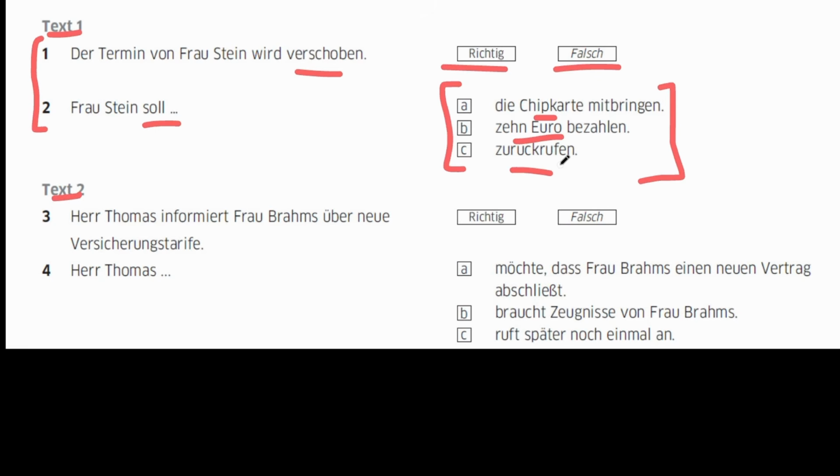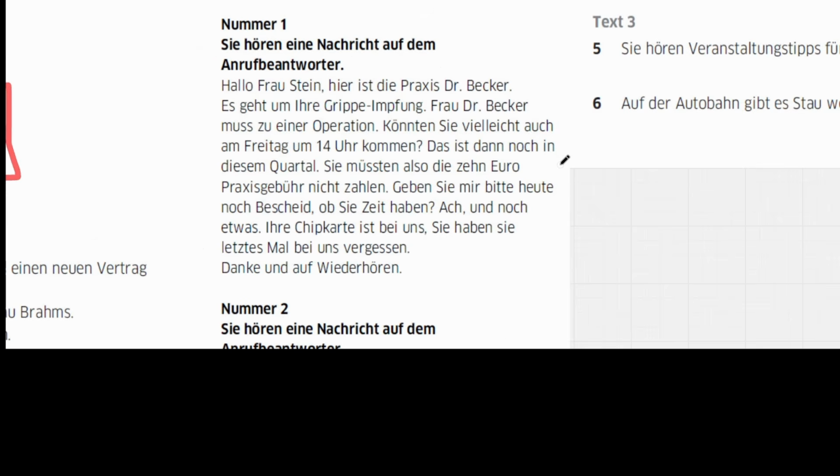But then there are some words like nicht, nur, immer, manchmal. These kinds of words help you cross out the wrong answer. Let's look at an example. Let's look at the transcript of this question.